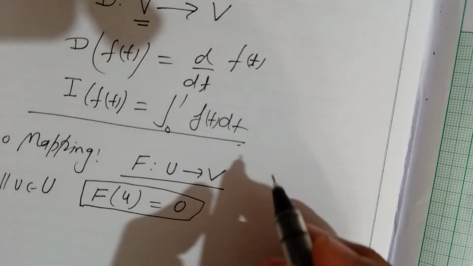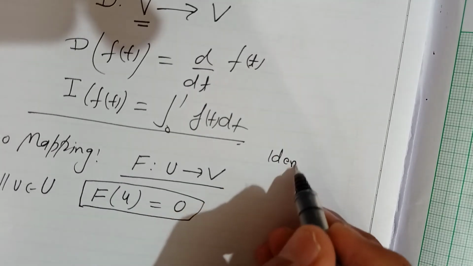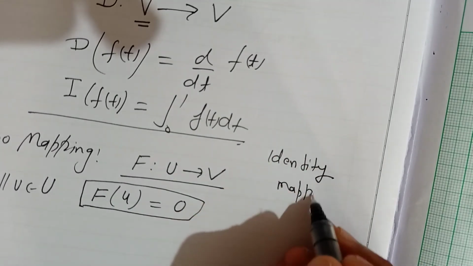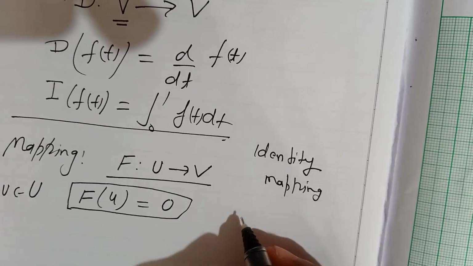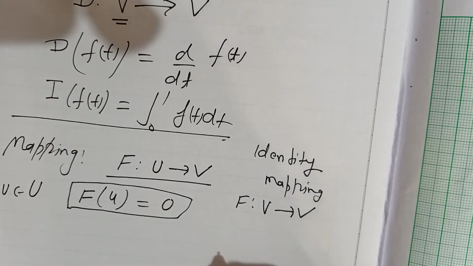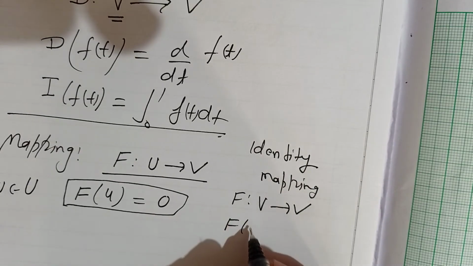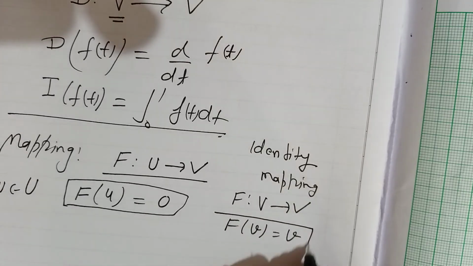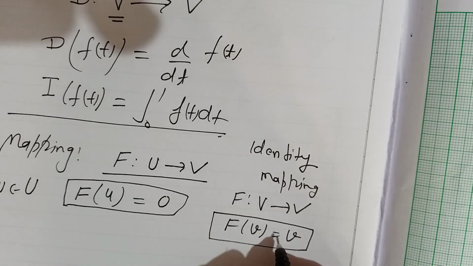And what is the identity mapping? A mapping f from V to V, the same vector space, so f of v equals v. The image of any vector is itself, the same vector. So this is called the identity mapping.